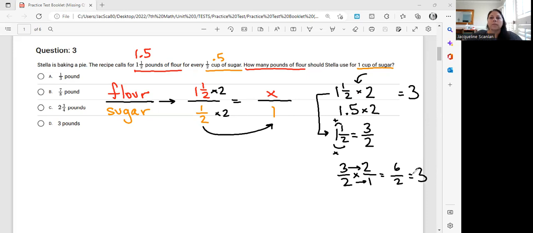What does this mean? That means that you need 3 pounds. You need 3 pounds of flour for every 1 cup of sugar. 3 pounds is the correct answer.